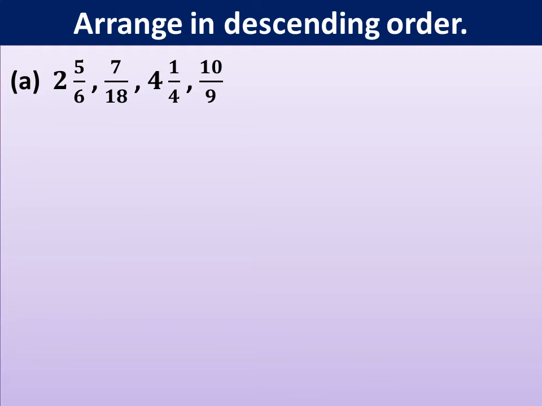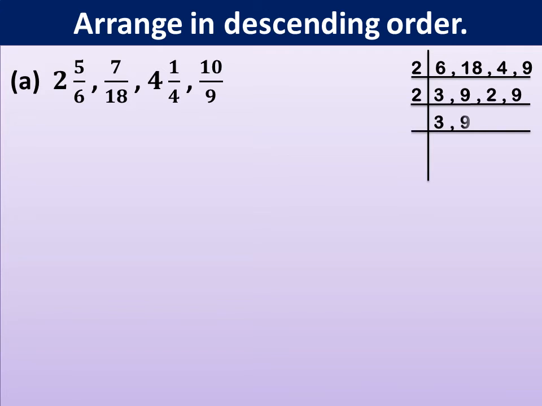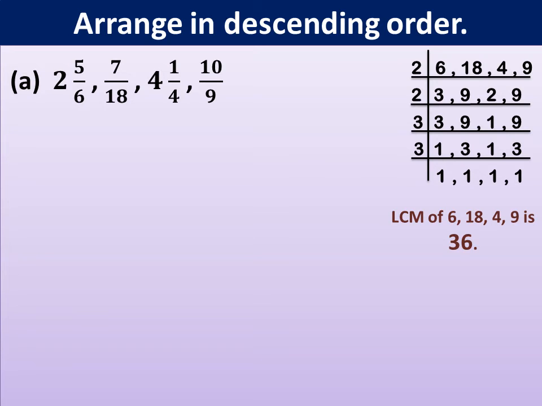Everyone knows how we will find out the LCM of 6, 18, 4 and 9. So, pause the video and do the LCM on your own and check it from the video. So, the LCM of 6, 18, 4 and 9 is 36. Let's solve the question. We have to bring 36 at the place of denominators because our LCM is 36.